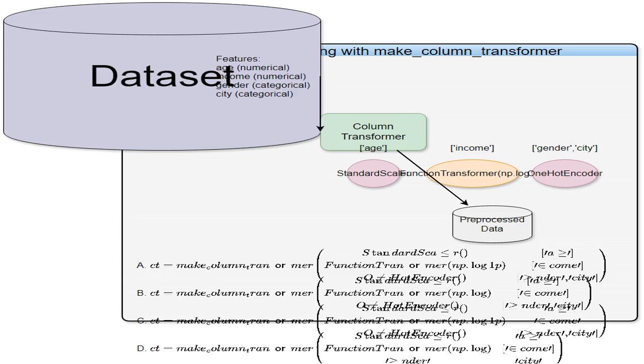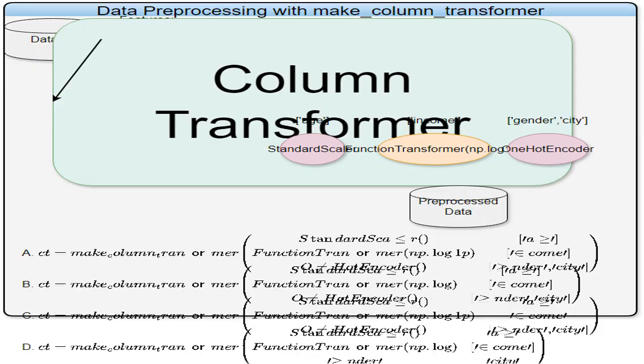I'm working with a dataset that includes numerical features like age and income, and categorical features like gender and city. I need to prepare this data for a machine learning model. I'll use scikit-learn's make_column_transformer to apply different transformations to different columns of my dataset. This lets me standardize numerical data, transform other numerical data, and one hot encode categorical data, all in one go.